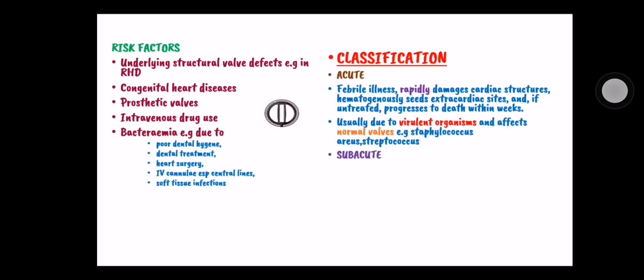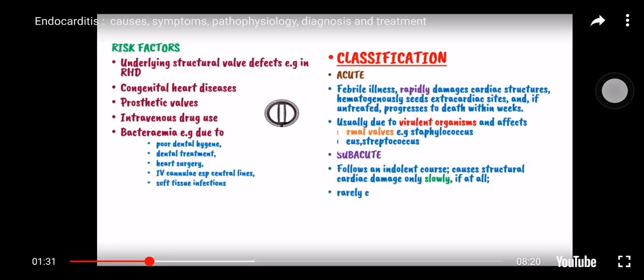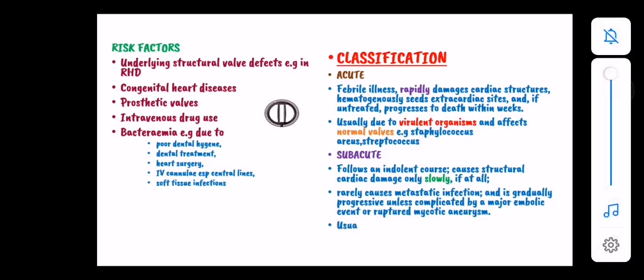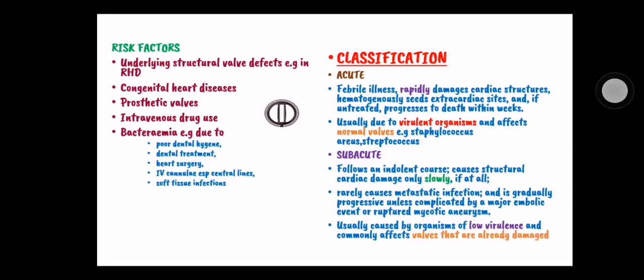The second classification is subacute endocarditis, and this follows an indolent course which causes structural cardiac damage only slowly, if at all. It rarely causes metastatic infections and is gradually progressive and less complicated by major embolic events and ruptured myocardial aneurysm. It is usually caused by organisms of low virulence and commonly affects valves that have already been damaged.